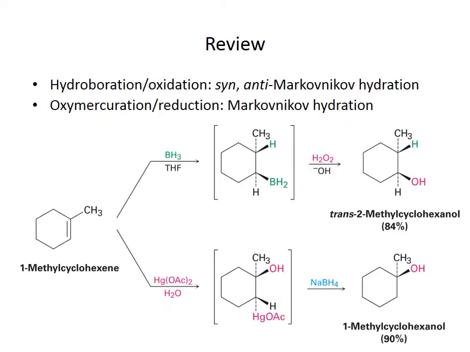Okay, here's a review of a couple of the reactions that you already know. You know that alkenes can be made into alcohols by either hydroboration or oxymercuration. And of course you know that hydroboration gives you anti-Markovnikov addition and syn addition. With oxymercuration, you get Markovnikov addition.